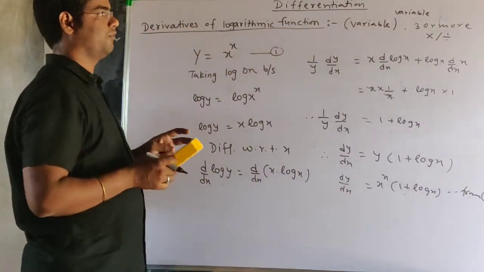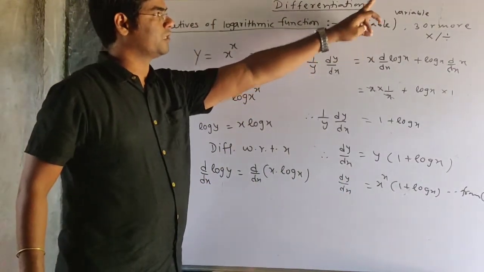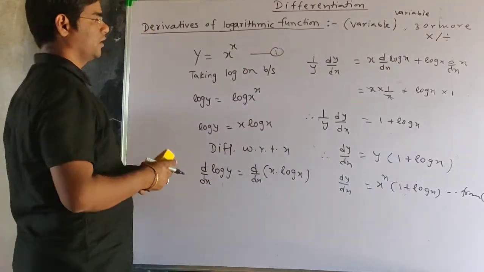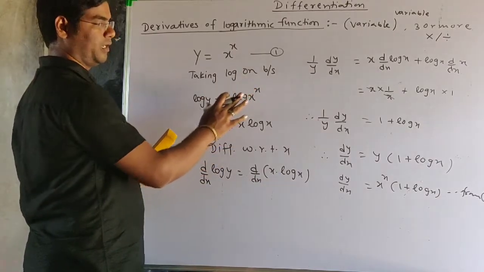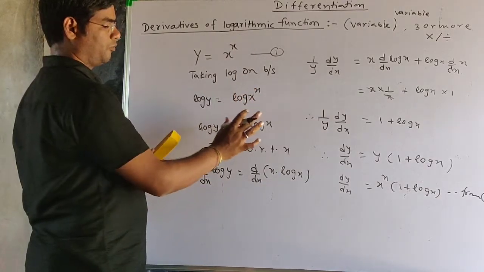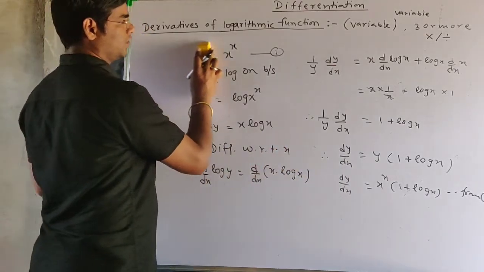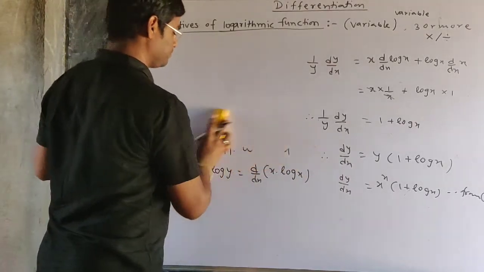So when do you have to take log first? When you have variable raised to variable, or 3 or more variables in multiplication and division, then you have to take log on both the sides, then apply the logarithmic formulas, exponent law, product law or division law, and then apply the rules of differentiation. Let us take some more examples.